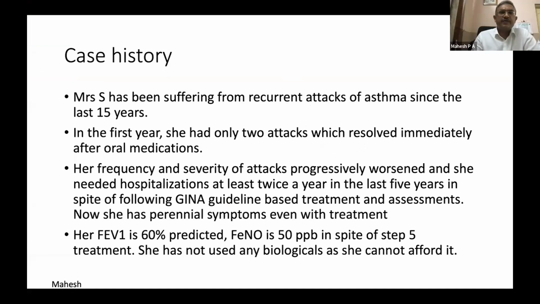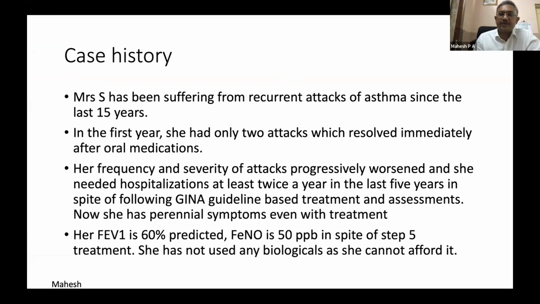So we'll just start with the brief case history. We have Mrs. Yes, who is suffering from recurrent attacks of asthma since the last 15 years. In the first year, she had only 2 attacks, which resolved immediately after oral medications. Her frequency and severity of attacks progressively worsened.